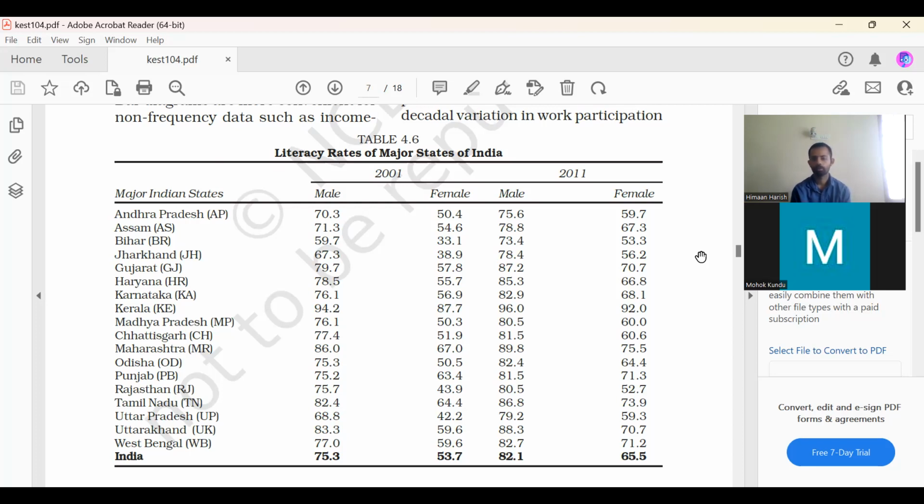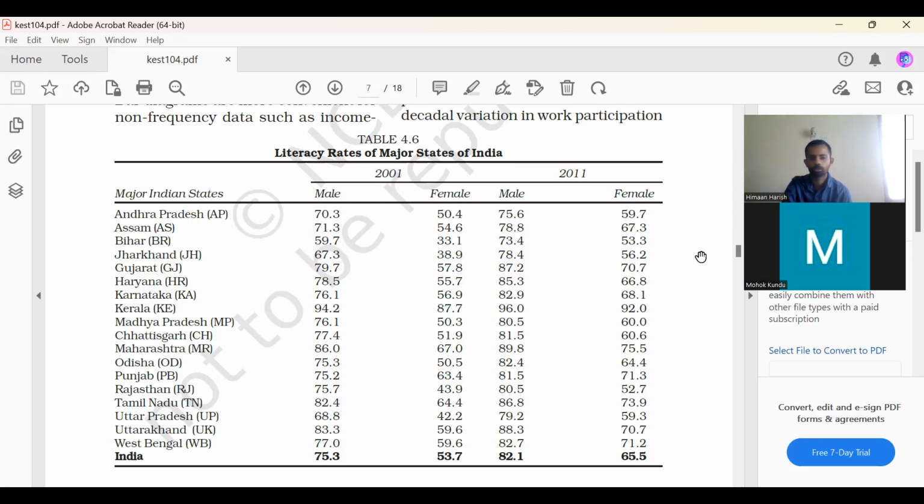And in 2011, Kerala has a literacy rate of 96.0 percent for males, whereas for females it is 92 point something percent. That means the literacy rate has risen in a 10-year period, even in the state of Kerala, from 2001 to 2011, as the literacy rate for both females and males has gone up by 1.8 and 4.3 percentage points respectively.